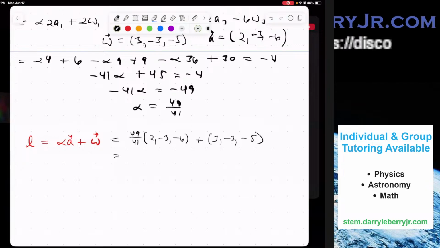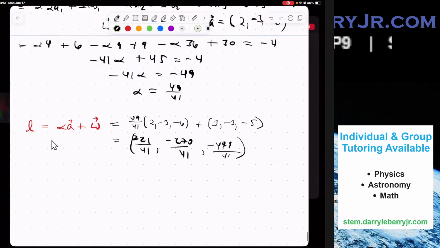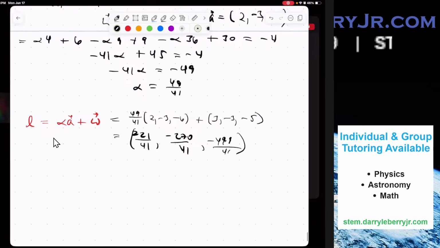On the truth. Let's see if I can add these matrices. And I can. So let's see if I can change this to a fraction. All right. So we have 221 over 41, negative 270 over 41, and negative 499 over 41 is the point, a very odd point. Let's get the magnitude of this point.